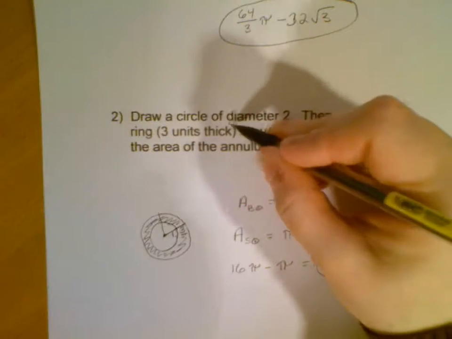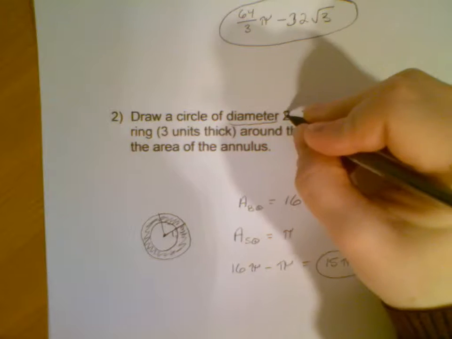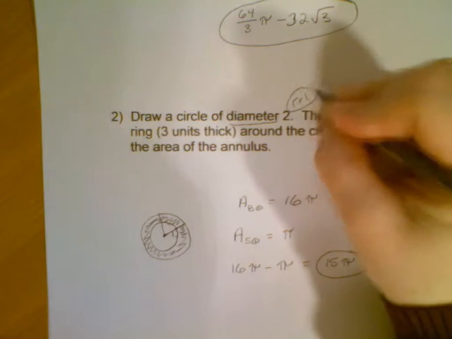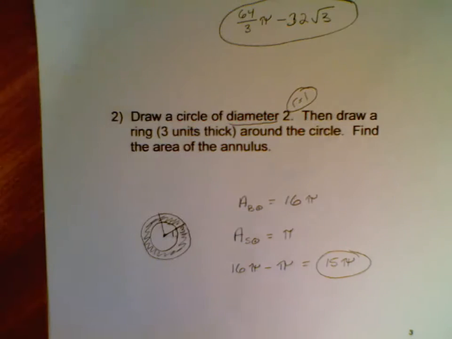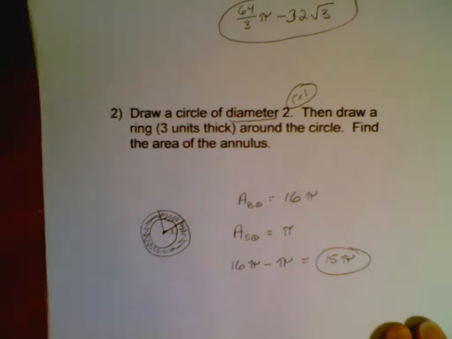So pay close attention to the wording, unlike me. So the diameter was 2, which makes the radius 1. So be careful with what they give you. Okay. All right, let's try another.